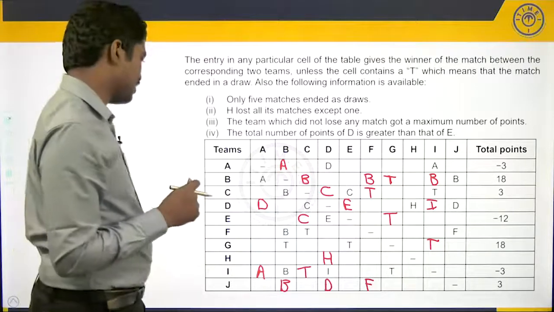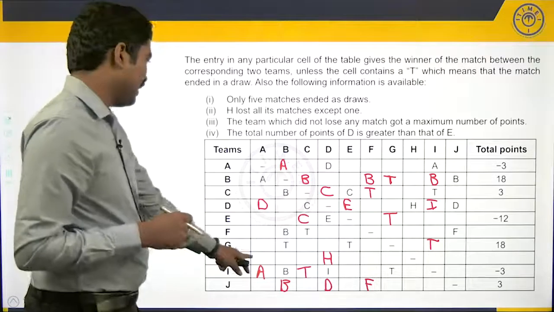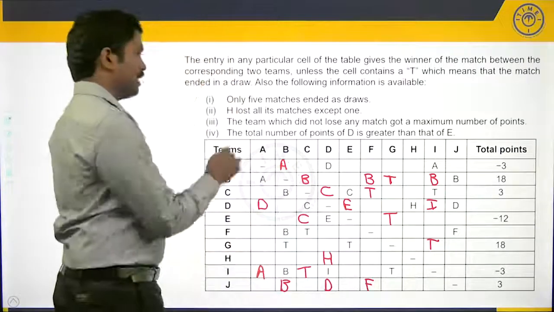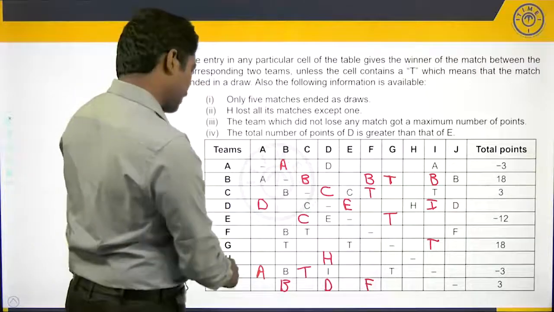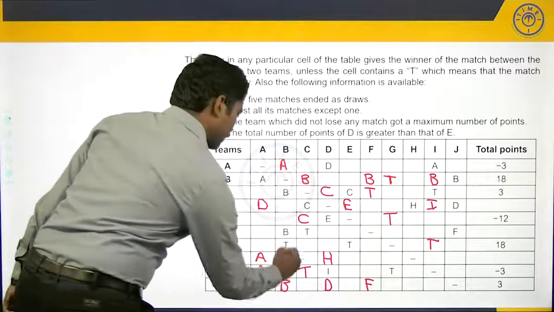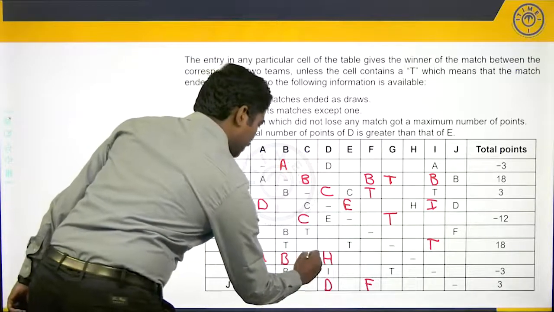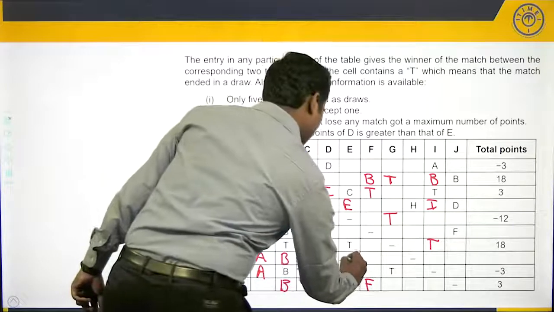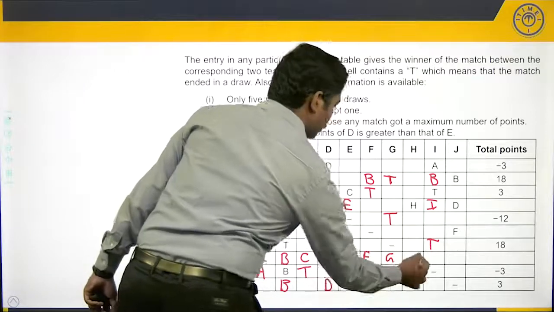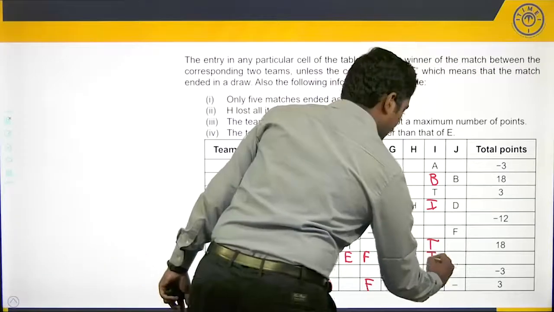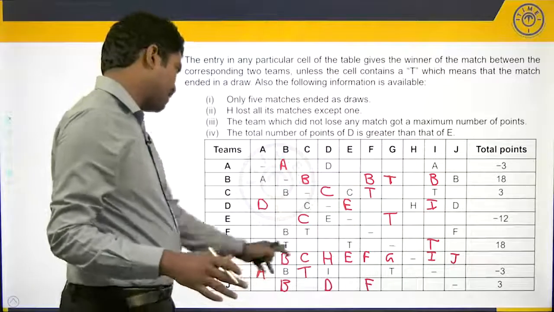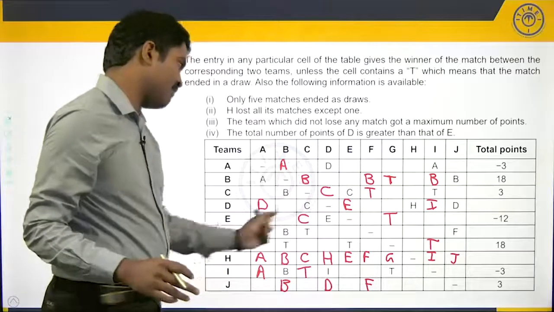H lost all its matches except one, right? We look at H. H is actually winning a match against D, which means H is losing every other match except that one match. So H versus A is losing. H versus B is losing. H versus C is losing. H versus E is losing. H versus F is losing. Here G is winning. H versus H, there's no match. Here I is winning, and here J is winning. So the entire row, except one match, H versus D, H has lost every other match.